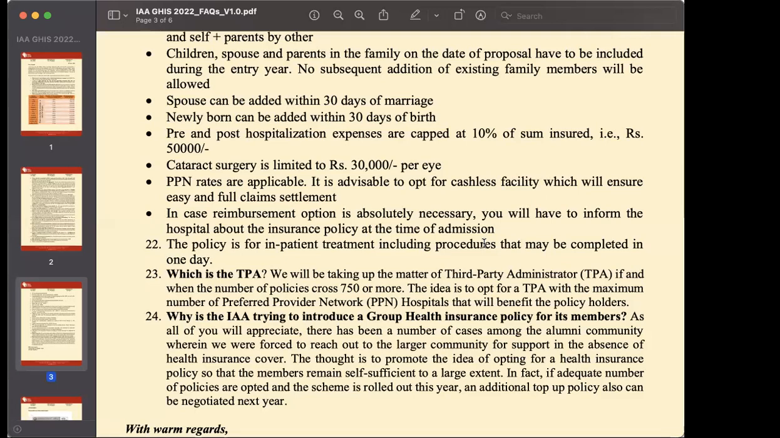And another question is, is a newborn allowed from day one or after the 30th day? No, day one. You can add today only. If the baby is born today, you can add the baby today itself. If you want, you can put in the birth certificate or whatever the hospital is giving, a couple of days here or there, but you can add the newborn immediately. What I'm trying to say is that you have to add within 30 days of birth. If my baby was born today, I have 30 days to add the baby to my policy. Otherwise, after 30 days, we will not be able to add the baby to the policy.